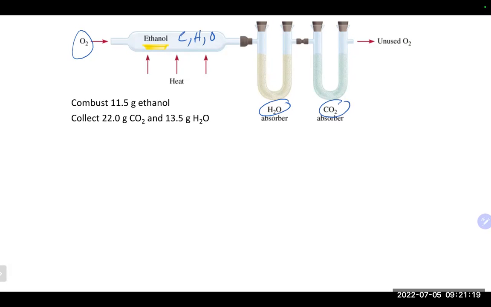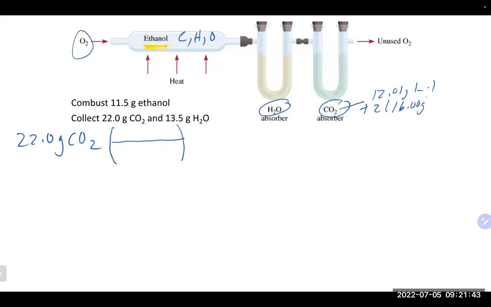We want to take our 22 grams of CO2 that was collected in this case. This is going to allow us to figure out how much carbon there is. So the first thing that we want to do is convert our grams into moles here by using the molar mass of CO2. So that is 12.01 plus 2 times 16 for the oxygens.